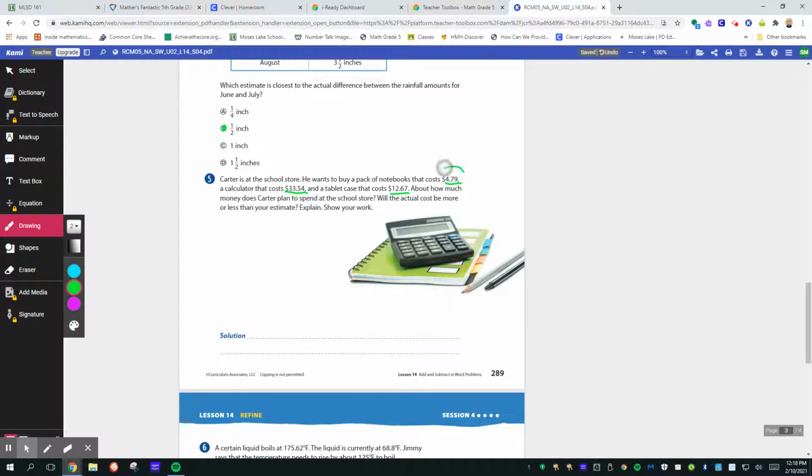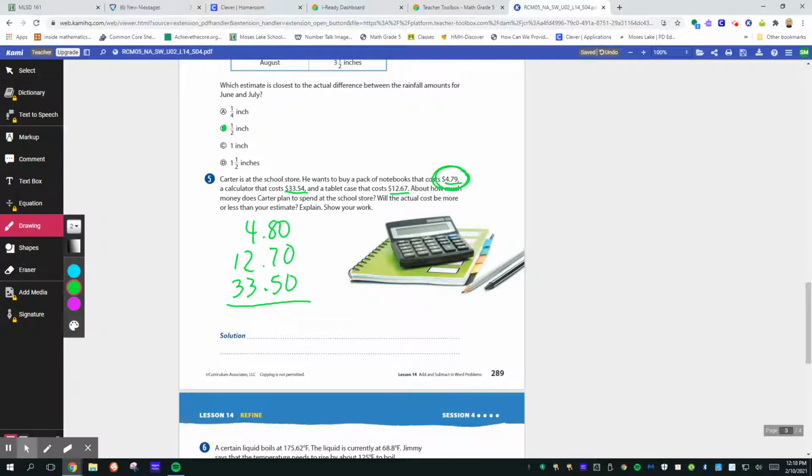So I'm going to round $4.79 to $4.80. I can take $12.67 and round that to $12.70. And $33.54, I can round that to $33.50. And I'm going to get a pretty close estimate. Another way I could estimate this would be to go to the whole dollar. If I wanted to just do this in my head, I would go to the whole dollar.